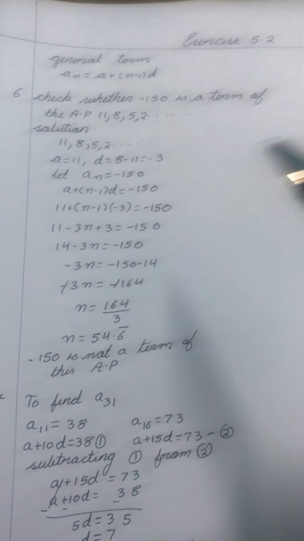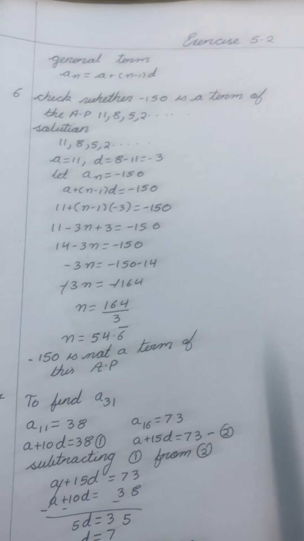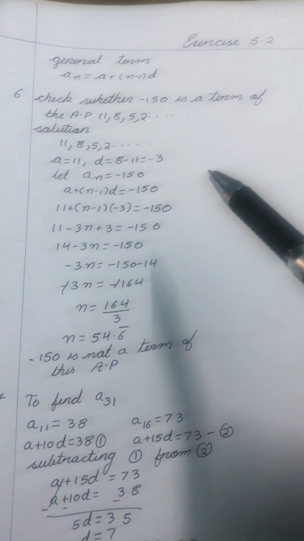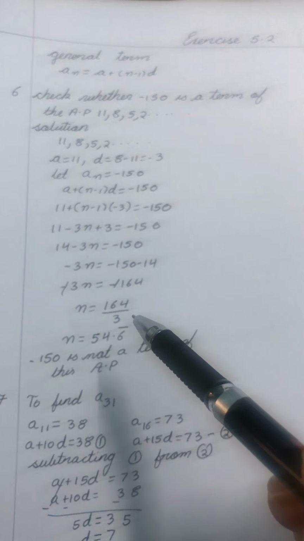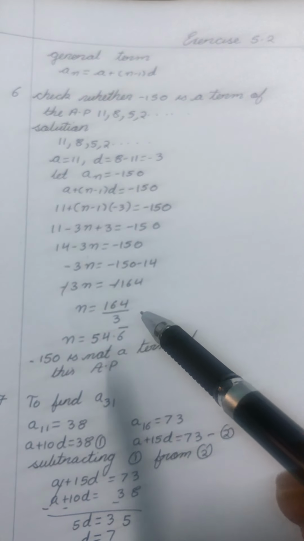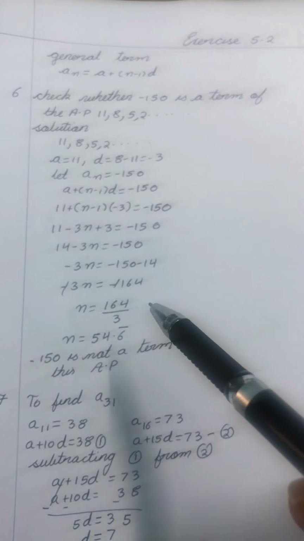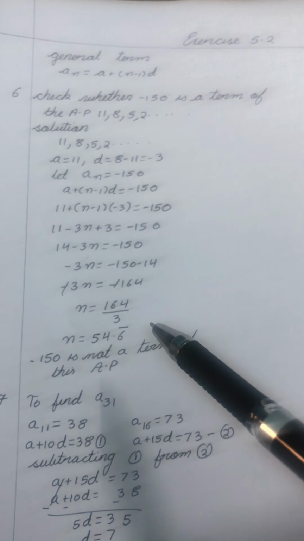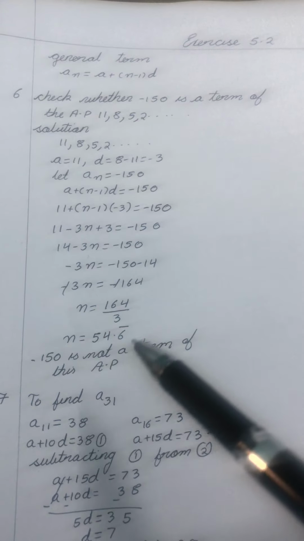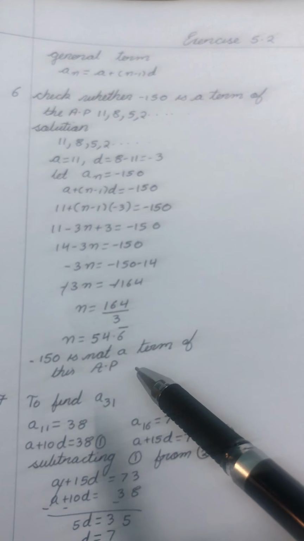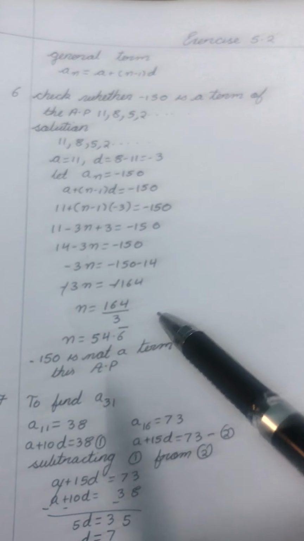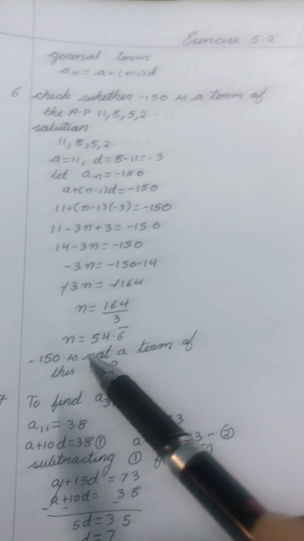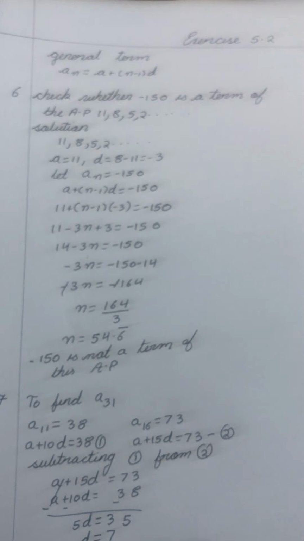So apply the formula an equals a plus (n minus 1)d, substitute the values of a and d. After solving we find that n is coming 164 upon 3. It is coming in the form of a fraction. So whenever we get the value of n in the form of a fraction, we will say that that term does not belong to this AP. n should come a proper natural number. Here n is not coming a natural number, so minus 150 is not a term of this AP.